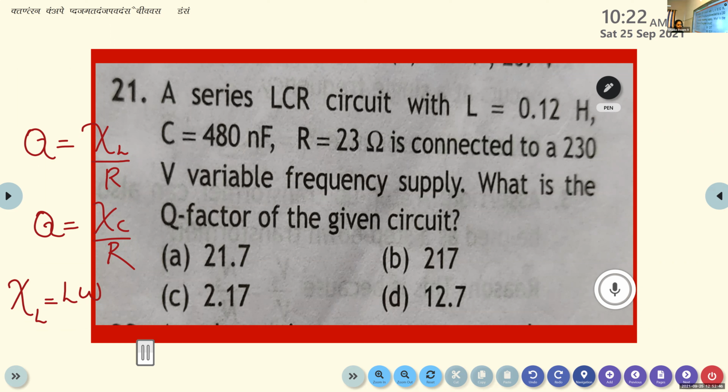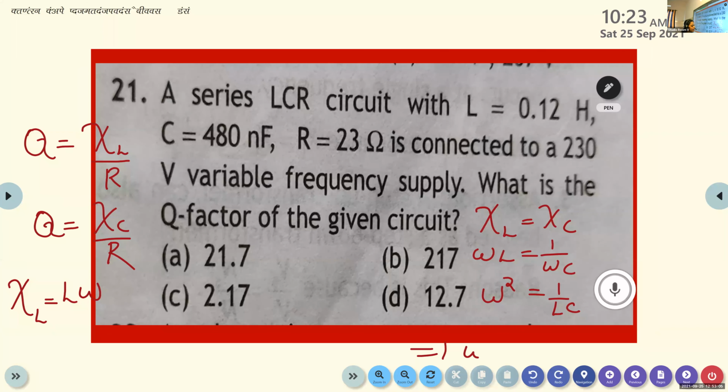So here quality factor is something related to the resonance. We know that under the resonance condition, chi L is equal to chi C, or omega L is equal to 1 by omega C. By rearranging the equation, we know that omega square is equal to 1 by LC, which implies omega is equal to 1 by root LC.